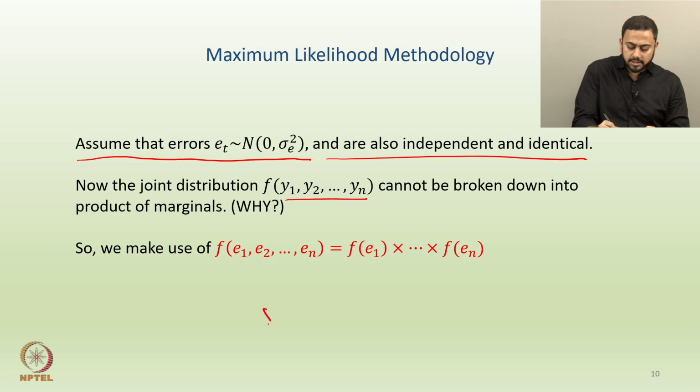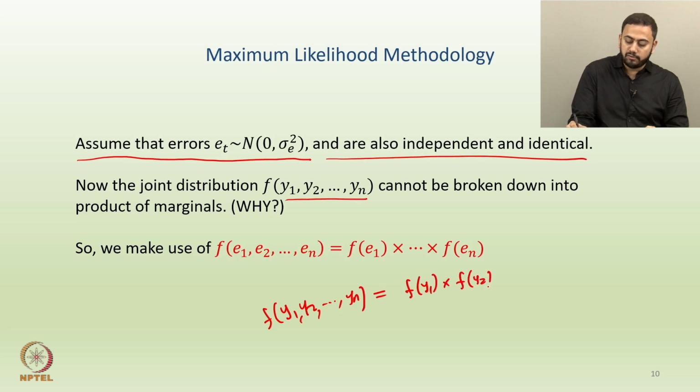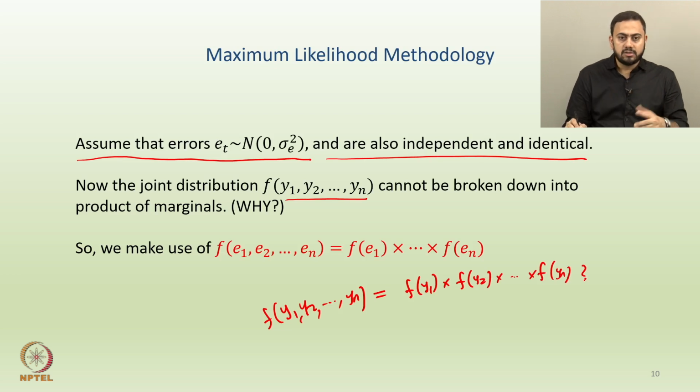So, again the idea is that if you use the joint density of the actual time series values, or the observations y1, y2, y3 up to yn, would this be equal to the product of the marginals, f of y1 into f of y2 into up to f of yn? The answer is no, because these are not independent. Since the yi's are not independent, this equation does not hold true.